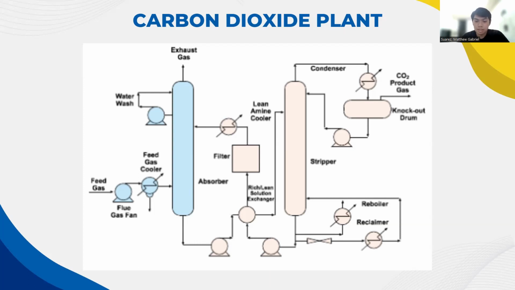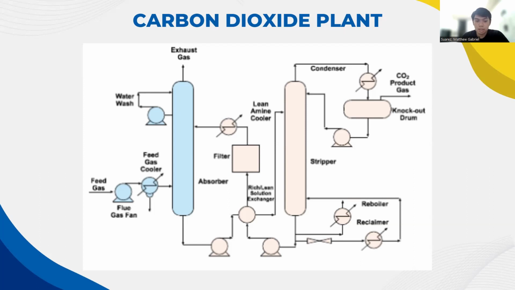This thermal energy input is required to heat up the solution and provide the desorption heat needed to remove the chemically bound carbon dioxide. Steam is used as a stripping gas and is recovered in the condenser, then fed back to the stripper. The resulting carbon dioxide product gas is separated from the condenser.